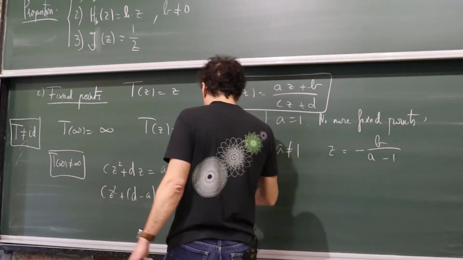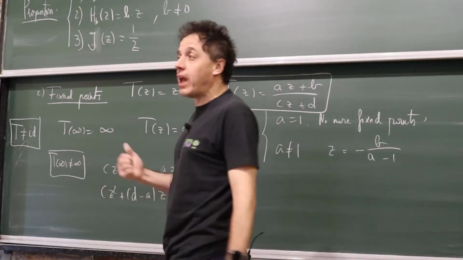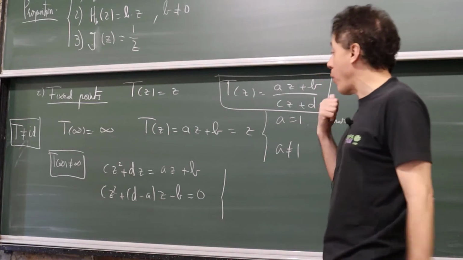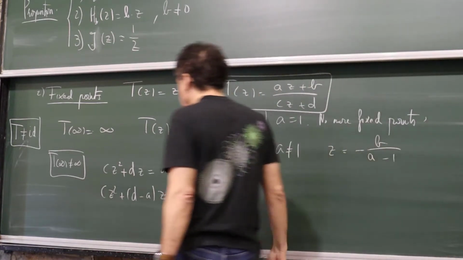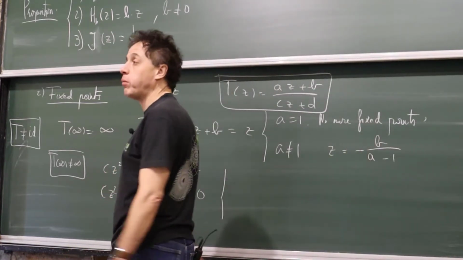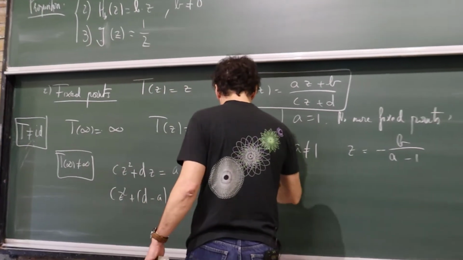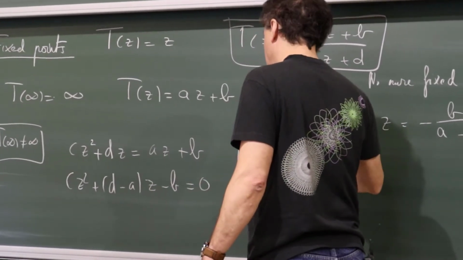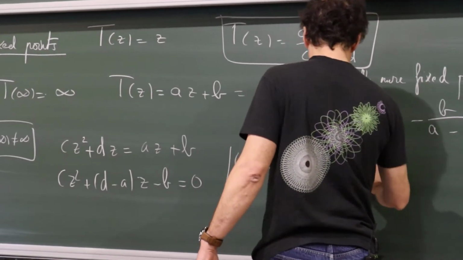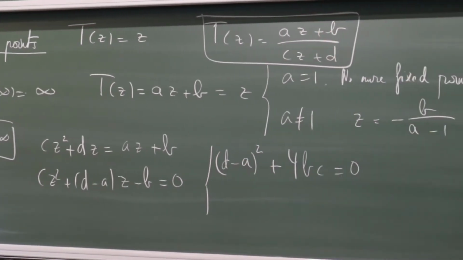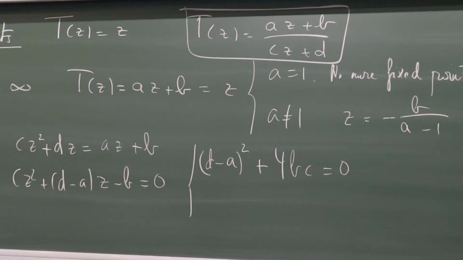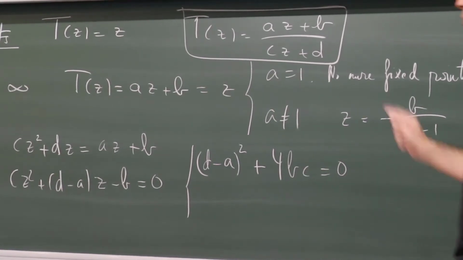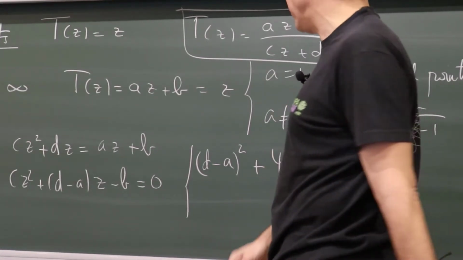There are at most two fixed points, and there is a case when there is only one fixed point. One fixed point means that the discriminant of this polynomial is 0. This means that (D minus A) square plus 4BC is 0. This is the condition in order to have only one fixed point. This condition usually is written differently.